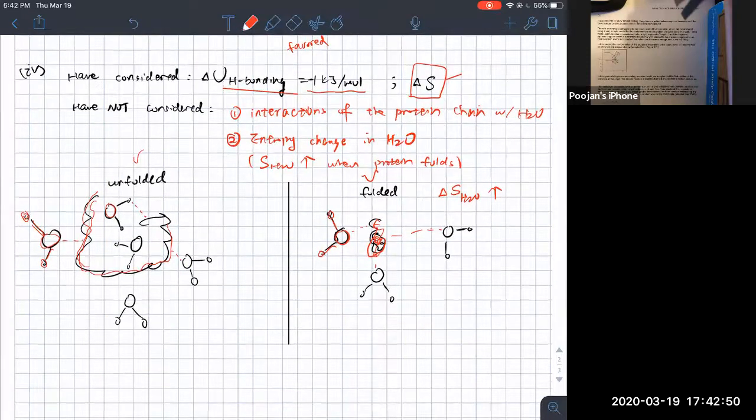Are there any questions about this part? If not, we can move on to number three.